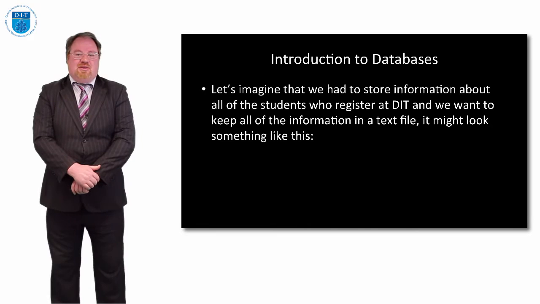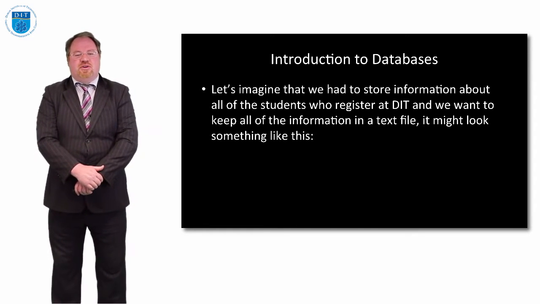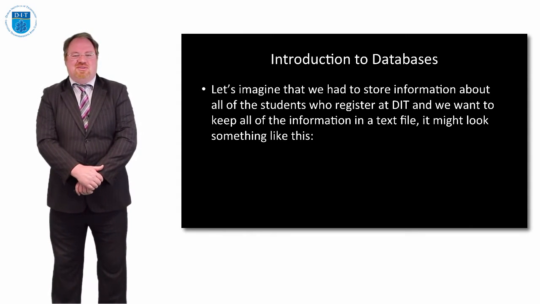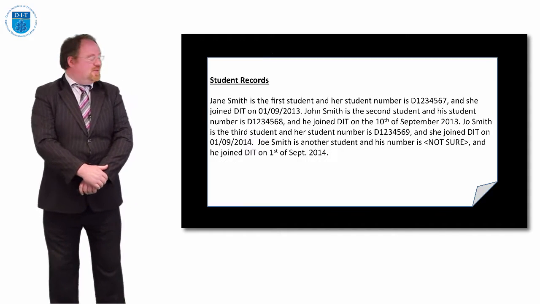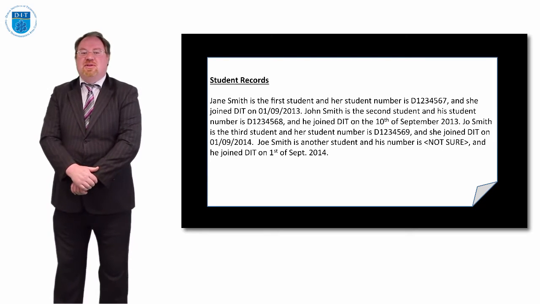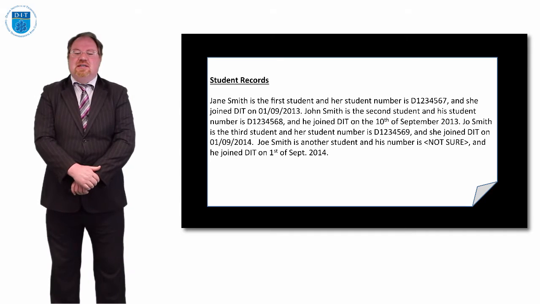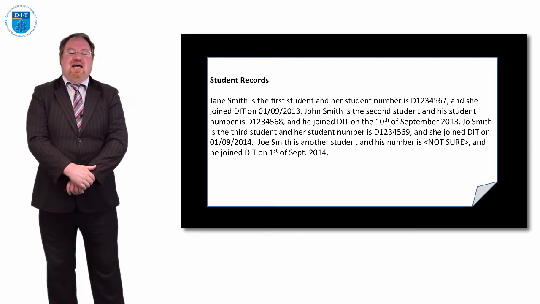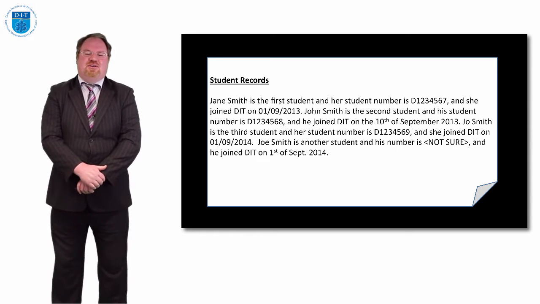So just to explain the rationale, or why we need databases, let's imagine that we were going to store information about students in a notepad file. Every time a student joins, we don't stick it in a database, we put it in a notepad file. What does that look like? So here's a notepad file. Jane Smith was the first student to join, her student number is that. She joined at such a date. John Smith was the second student, his student number is that, he joined at such a different date. Joe Smith was another student and she joined at such a date. And then Joe Smith, male, was another student, I'm not sure of his number, and he joined at such a date.